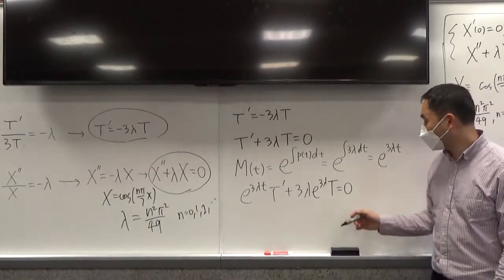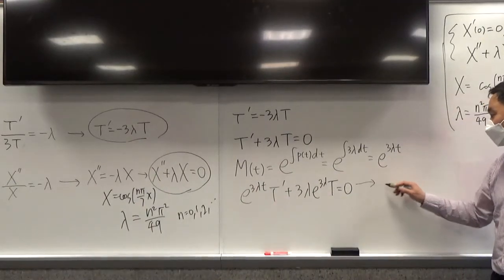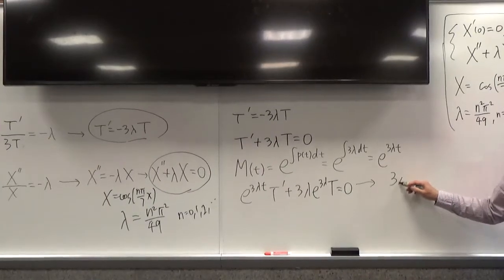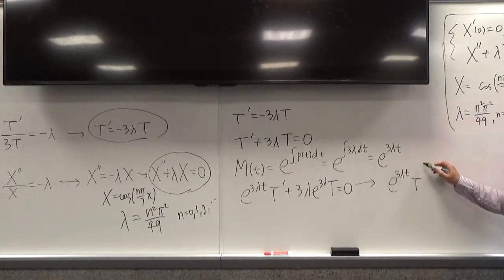And then magically, the left side turns into the product rule, right? So you get 3 lambda, no, not that 3 lambda, e to the 3 lambda t of this function T of t prime equals 0.